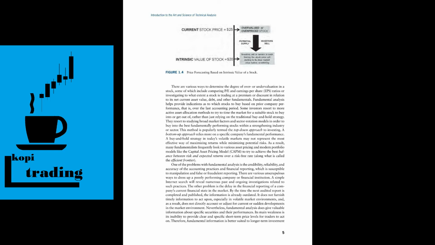last accounting period. Some investors resort to more active asset allocation methods to try to time the market for a suitable stock to buy into or get out of, rather than just relying on the traditional buy and hold strategy. They resort to studying broad market factors and sector rotation models in order to buy into the best fundamentally performing stocks within a strengthening industry or sector. This method is popularly termed the top-down approach to investing. A bottom-up approach relies more on a specific company's fundamental performance.